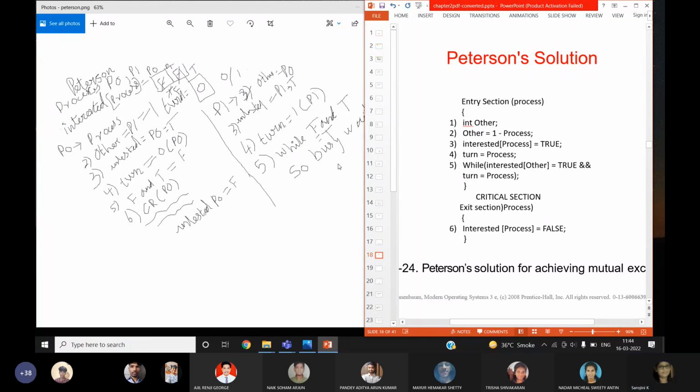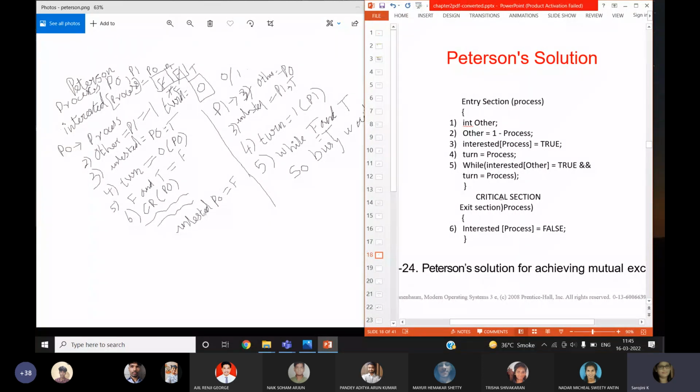And then turn equal to process. Turn is another variable. Turn equal to process means currently process is 0, right? Process is 0 because P0 initiated the execution. So turn equal to 0. Here process is an integer, so it should be either 0 or 1, but here it is 0. This 0 denotes, wherever 0 comes, that denotes process 0. Wherever 1 comes, that denotes process 1. Now whose turn is it? Turn of P0, that is integer 0.